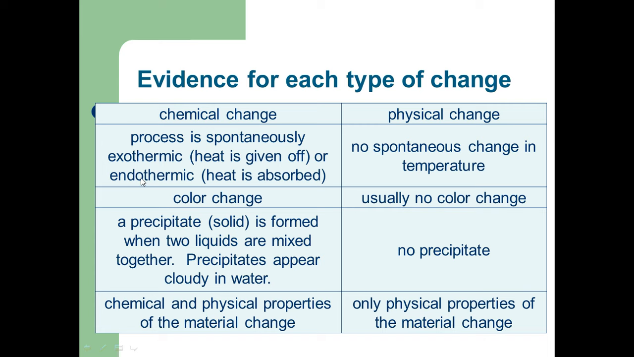Something feels cold. You get the color change. Here's this nice definition of a precipitate, and it also has here that the chemical and physical properties of the material change, because you're forming a new substance. Versus a physical change, where you have no spontaneous change in temperature, usually no color change, no precipitate, and only physical properties change. And so now we're going to talk about what those physical properties and chemical properties are.